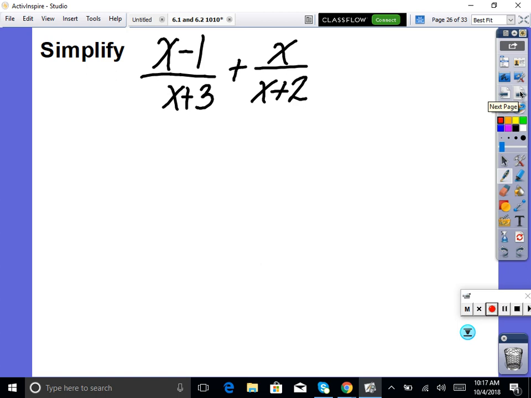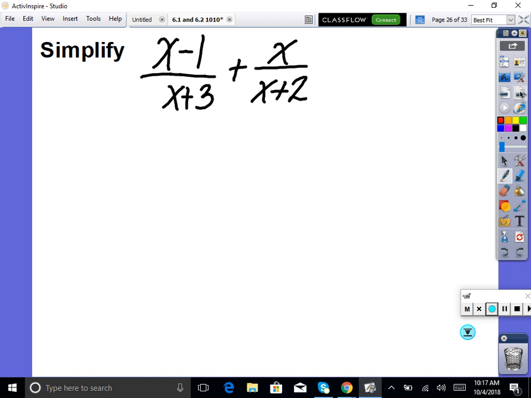Okay, here we go. Write it down. x minus 1 over x plus 3 plus x over x plus 2. Your first step is to factor out your denominators. These are the steps you should be saying in your head every time. Notice I say them every time. You should be too when you get to the homework. You'd say, done. The denominators are factored. Now I need to get a common denominator.